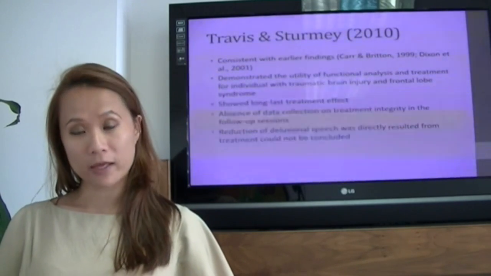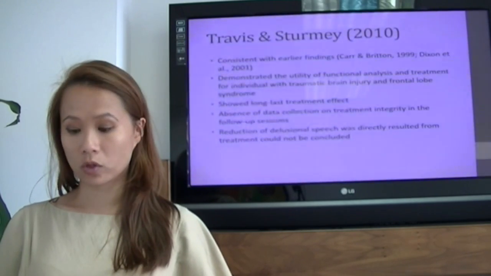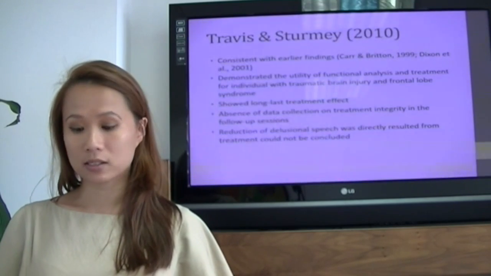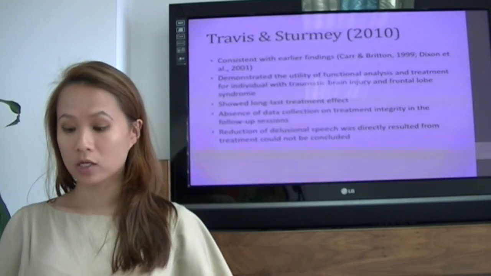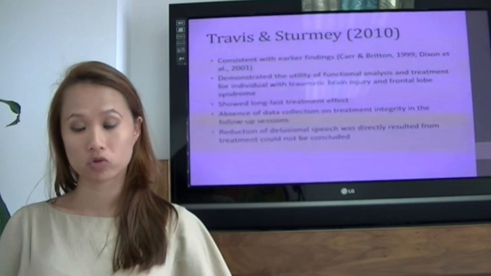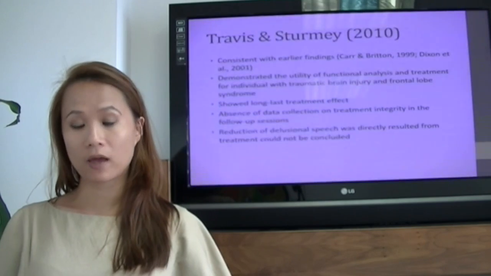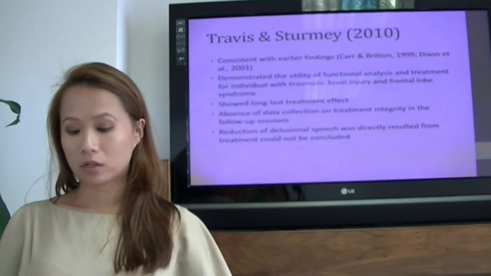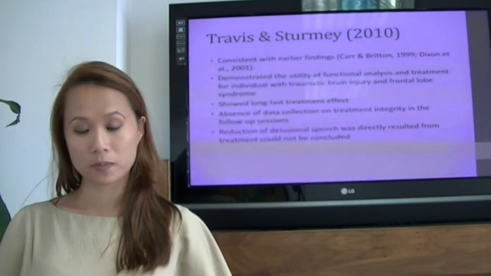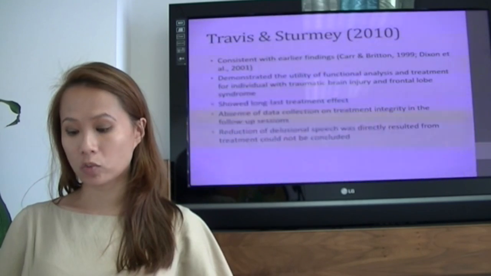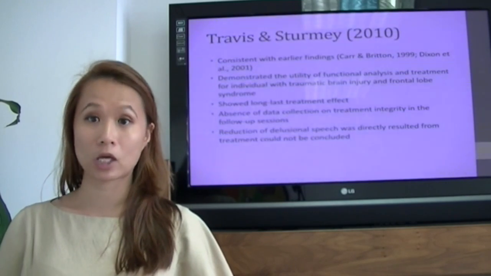A few things I would like to point out about this study. The first thing is the result was consistent with earlier findings, and this study also demonstrated the utility of functional analysis and treatment for people with traumatic brain injury and frontal lobe syndrome. Treatment, DRA and extension, were effective and also long-lasting. However, data collection on treatment integrity was absent in the follow-up sessions. So whether or not the decrease in delusional speech was directly a result of the treatment cannot be confirmed.